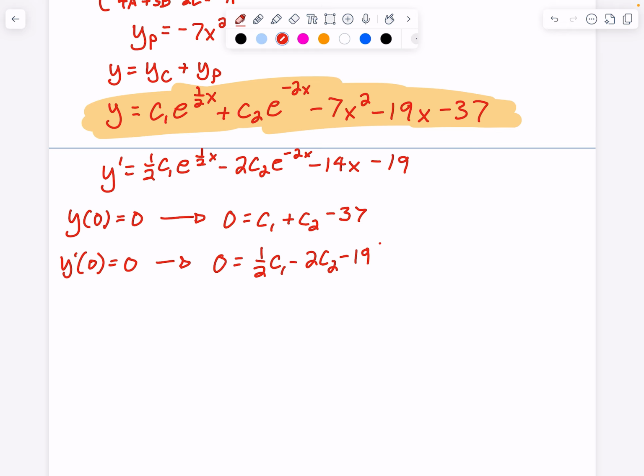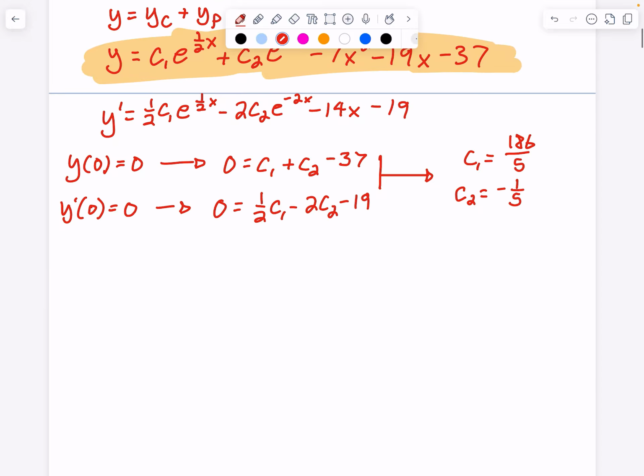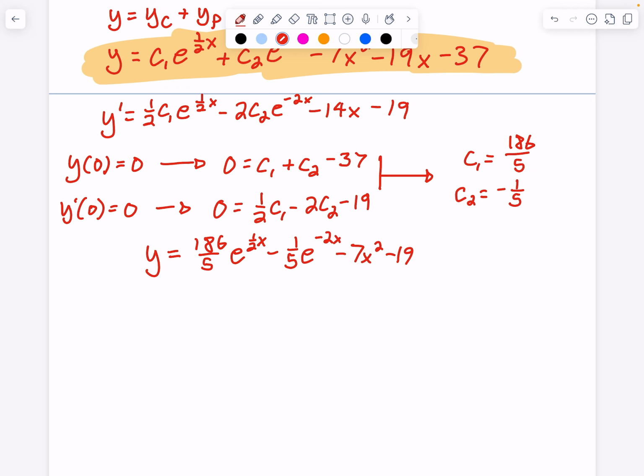If we solve that, you could use a calculator, use it by hand, however you want to do it. I get c1 to be 186 over 5 and c2 to be -1/5. So I have a particular solution to my IVP. 186 over 5 e to the 1/2 x. It doesn't have to be pretty, right? Minus 1/5 e to the minus 2x minus 7x squared minus 19x minus 37. So there is my solution to the IVP.